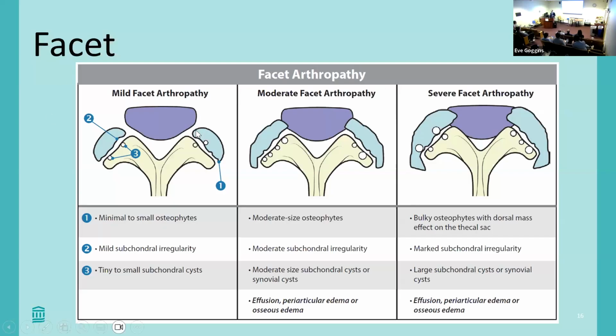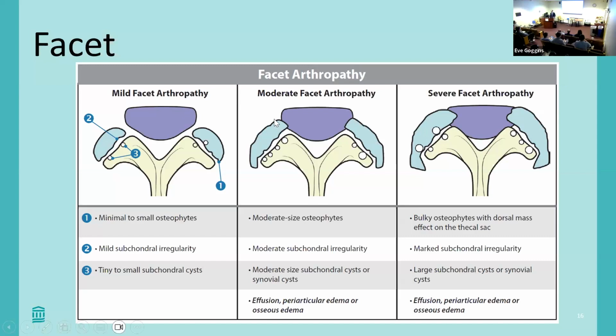So mild facet arthropathy, maybe there's small osteophytes, maybe tiny osteophytes. There might be some subchondral irregularity you can see at this facet here. It's not smooth anymore. Maybe some tiny cysts, but there's no substantial mass effect. It would be quite unusual for mild facet arthropathy to cause neural compression.